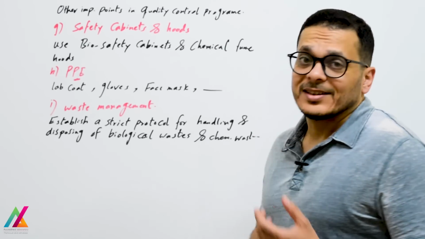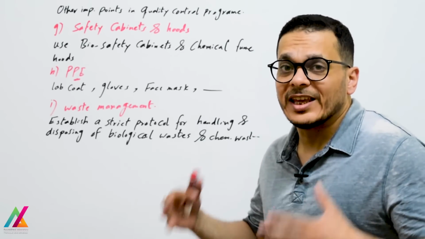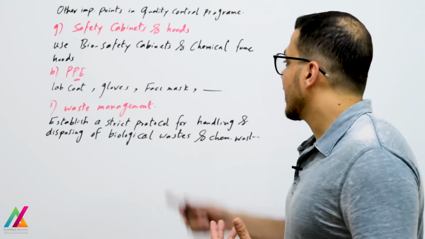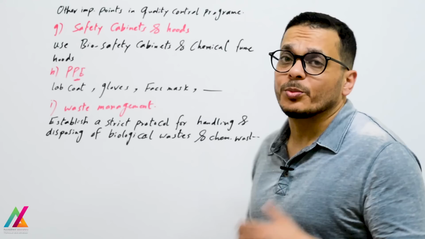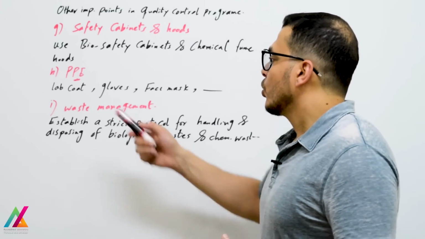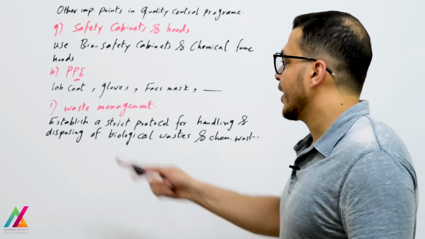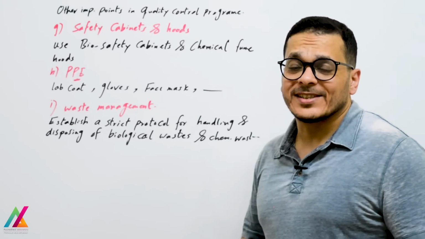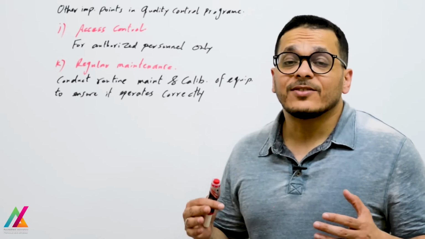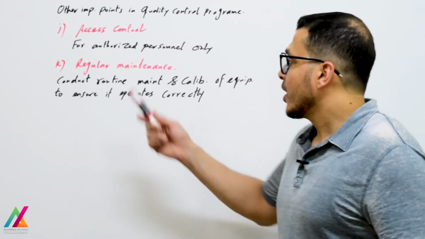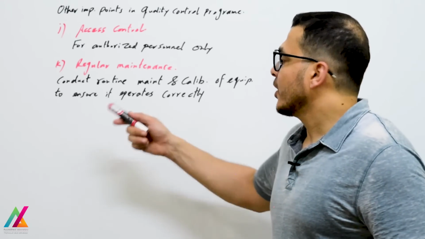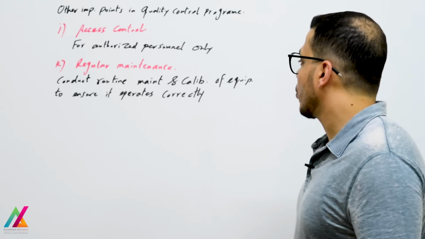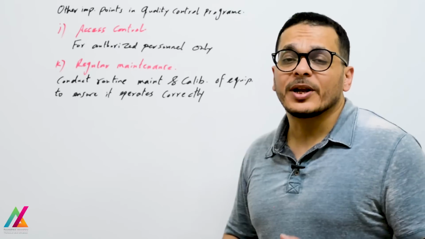Biosafety cabinets inside the lab are very important, and chemical fume hoods to keep the chemicals and the reagents. Personal protective equipments such as the lab coat, gloves and face mask and others shall also be used to protect the personnel inside the lab. Waste management is very important inside a microbiological lab. Establish a strict protocol for handling and disposing of biological wastes and chemicals. And access control: as you know, you should restrict access to the lab to authorized personnel. Regular maintenance for equipments including safety cabinets, incubators or other equipments. Conduct routine maintenance and calibration for all equipments to ensure that these equipments are operating correctly.